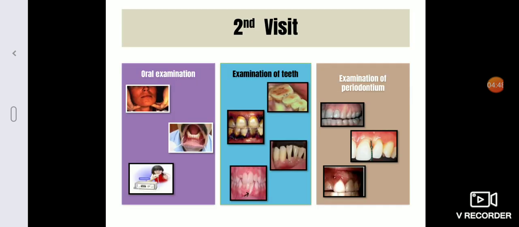In the second visit, we carry out the examination, that is both the extraoral as well as the intraoral examination. And the intraoral examination could be divided into the hard tissue and the soft tissue examinations. And when we come on to the soft tissue examination, we can carry out the detailed examination of the periodontium and record it.